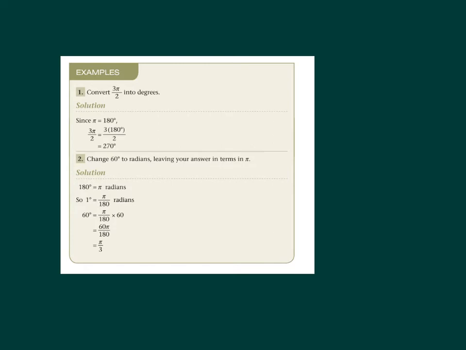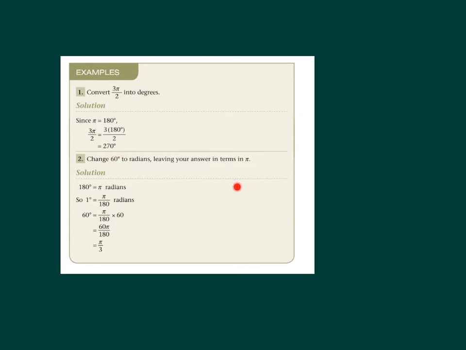In the first one, we're converting 3 pi on 2 into degrees. Now because we know pi equals 180 degrees, we simply substitute pi equals 180 into pi for 3 pi on 2. When we solve this, or simplify it, we find that 3 pi on 2 is actually 270 degrees.